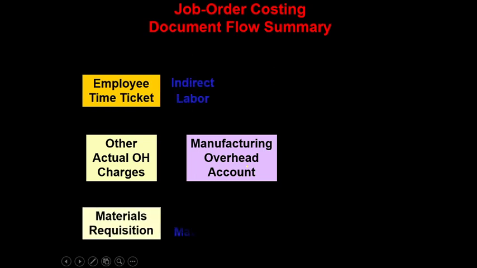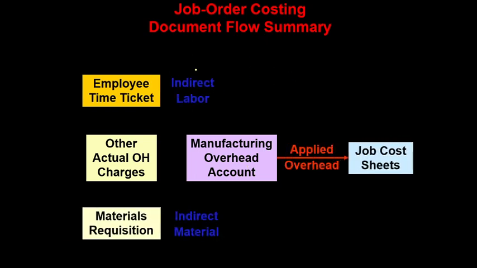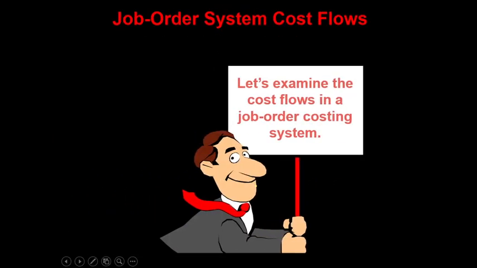Now, in your manufacturing overhead account, your indirect labor, and other actual overhead charges, pupunta dito, i-accumulate natin. Actual yan, okay? And then from there, we apply your estimated overhead to your job cost sheet. Dito na nag-umpisa yung question, sir, what if the total of the actual charges is different from the applied? Doon na papasok yung over or under applied, which we will discuss later.